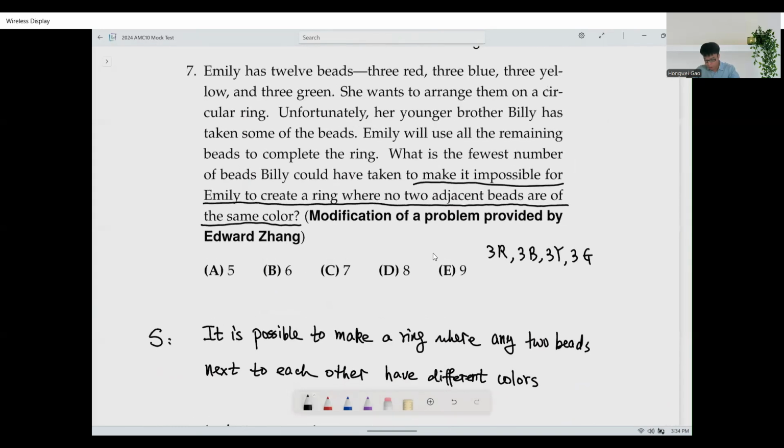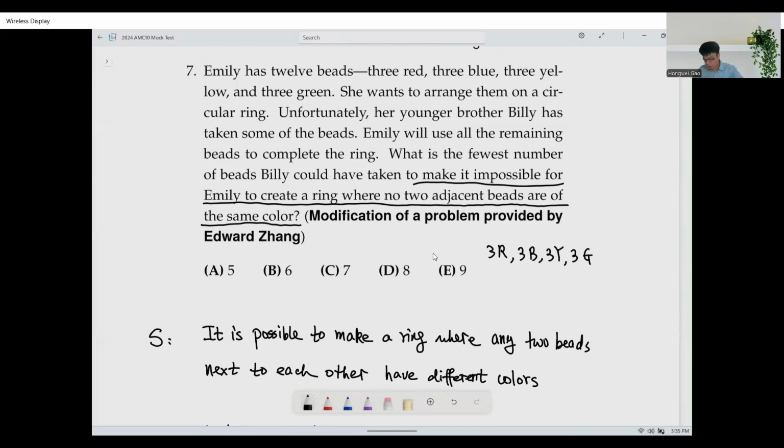Statement S is, it's possible to make a ring where any 2 beads next to each other have different colors. So question 7 says, what's the fewest number of beads Billy can take away so that S is no longer possible? We can imagine that if Emily has more beads, it's more likely S is possible. So we can ask the question from the opposite direction.